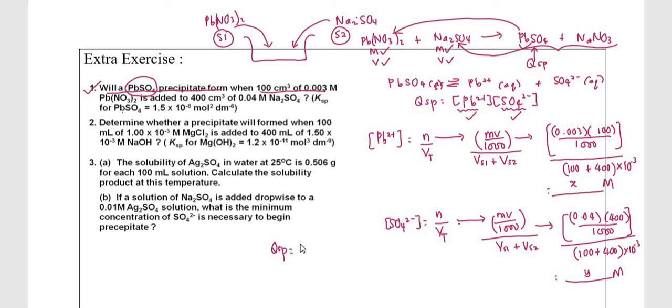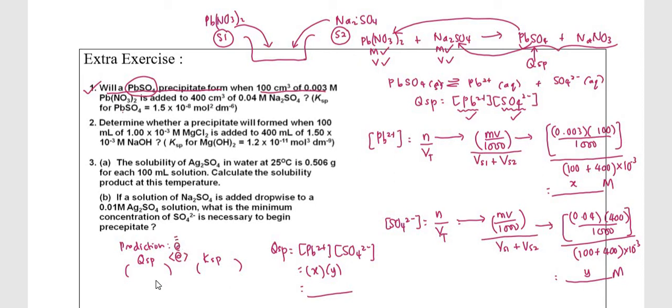So, next, you insert into the QSP expression. Pb2+, SO4 2-. This is your X. This is your Y. And you get the value here. Then, you make the prediction. QSP, KSP. Insert the value. Compare whether it is smaller, bigger, or equal.